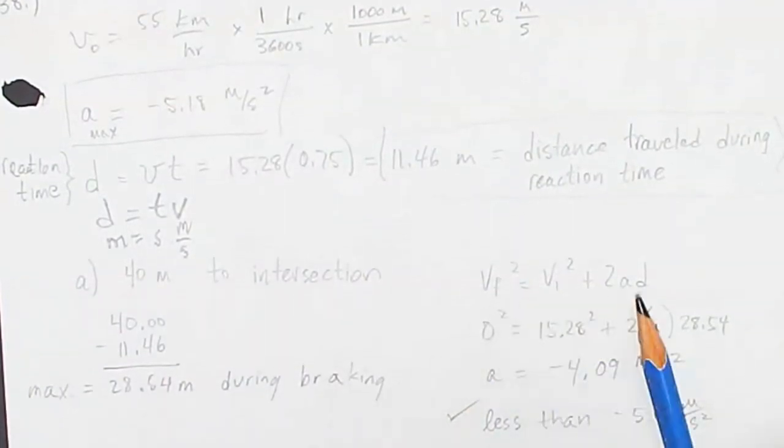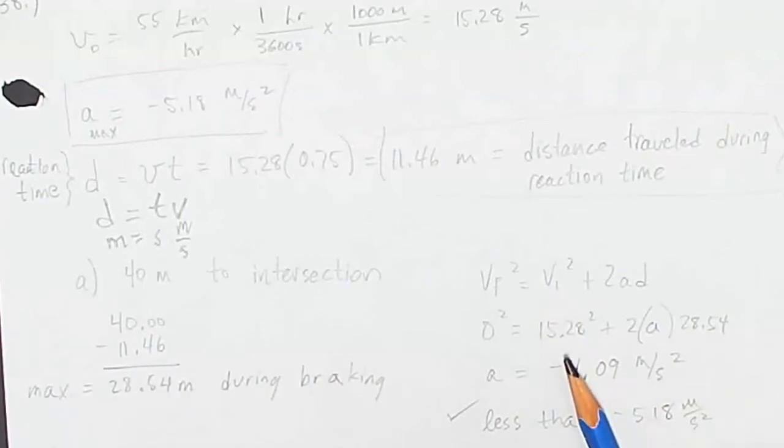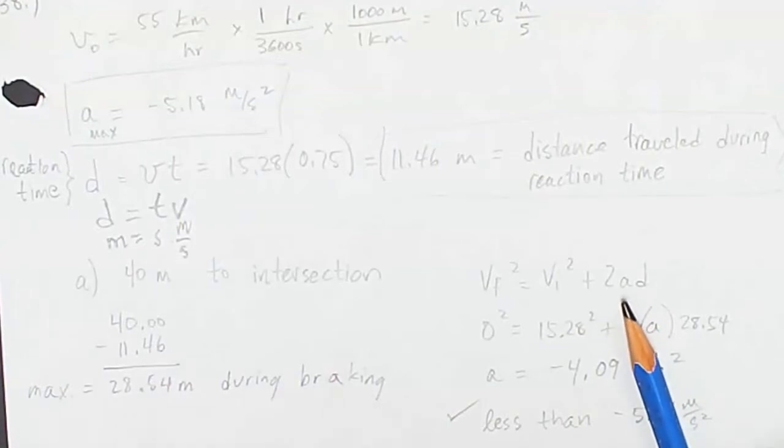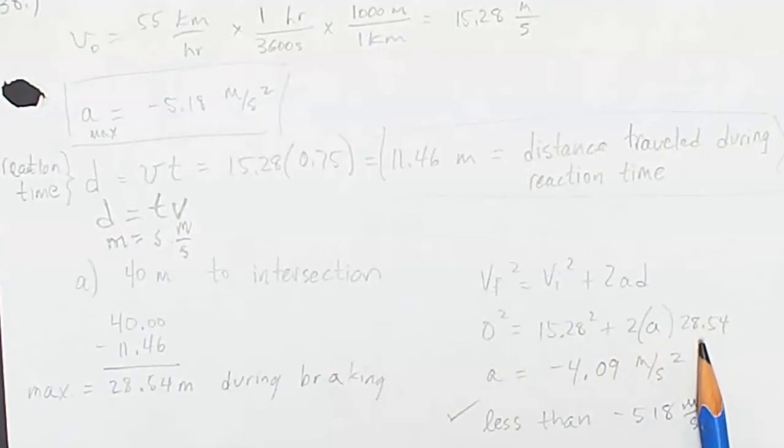So I've chosen this equation. I know the final velocity is 0. I know the initial velocity is 15.28. And you've got to think a little bit here. The maximum acceleration is negative 5.18, and the distance I have to stop in is 28.54 meters. But those two numbers don't go into the same equation at the same time. How come? Well, because I don't know that an acceleration of 5.18 is going to stop my car in 28.54 meters. So what I have to do is choose one or the other.